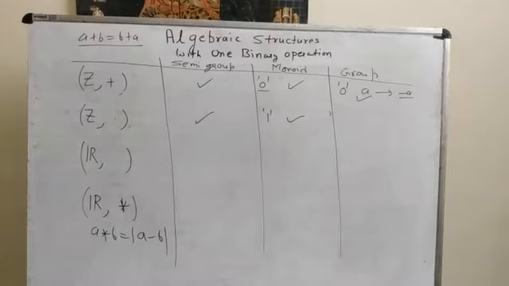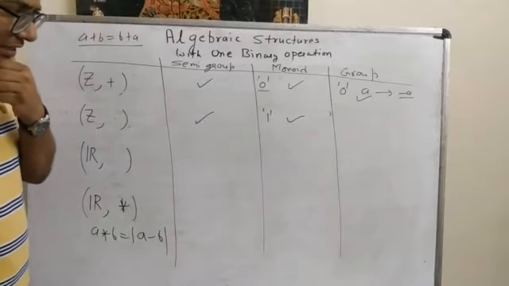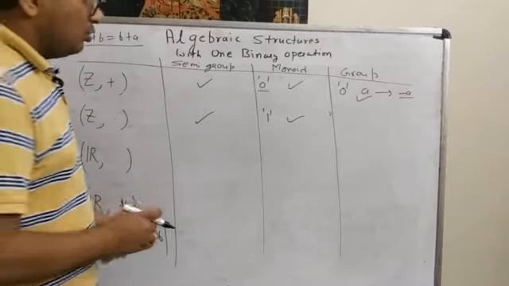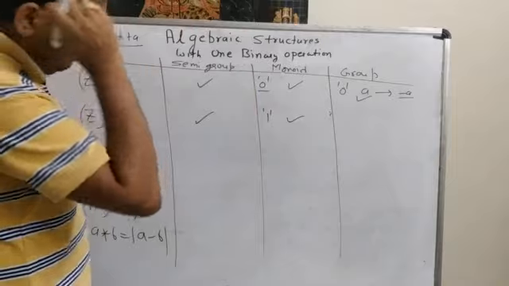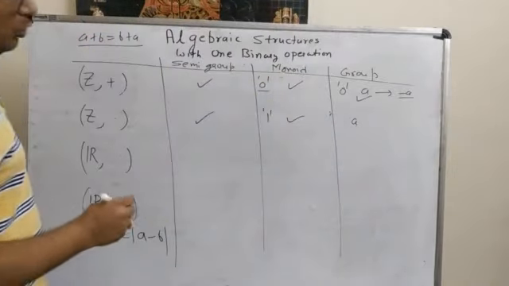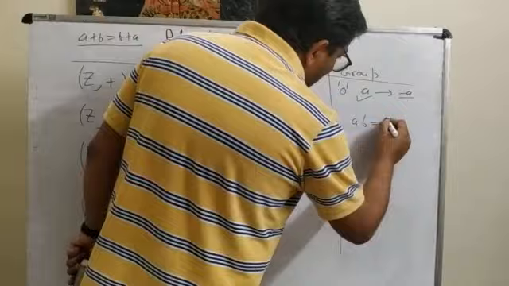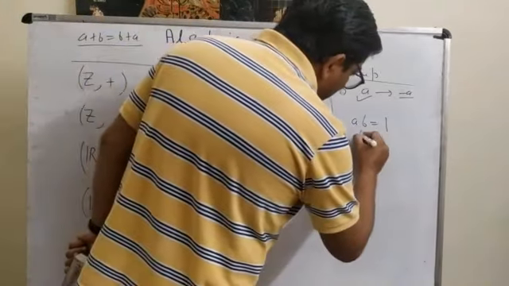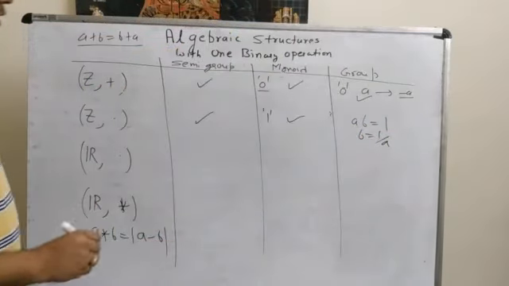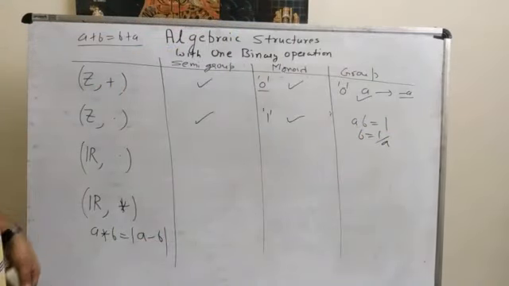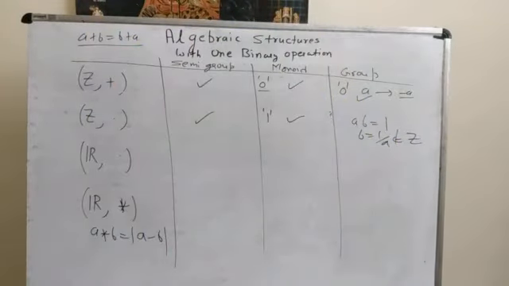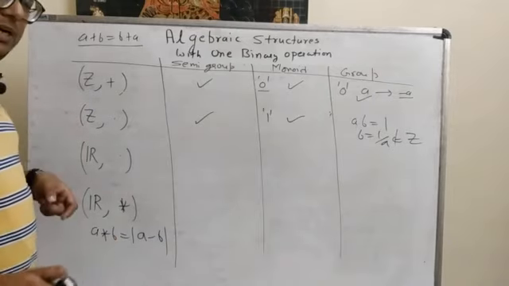Now let us see whether the inverse of every element exists or not. If it exists, then (Z, dot) will become a group. To find the inverse of every element, let us take an element A and suppose that B is the inverse of A, so AB is equal to 1. What does it imply? It implies B should be equal to 1 by A, and A is an integer, so 1 by A is not an integer. So 1 by A does not belong to Z. What does it imply? It implies the inverse of the elements of Z does not exist.